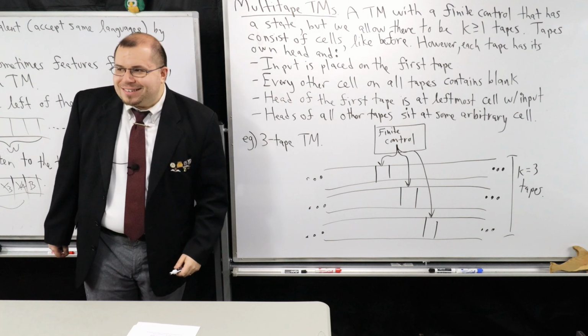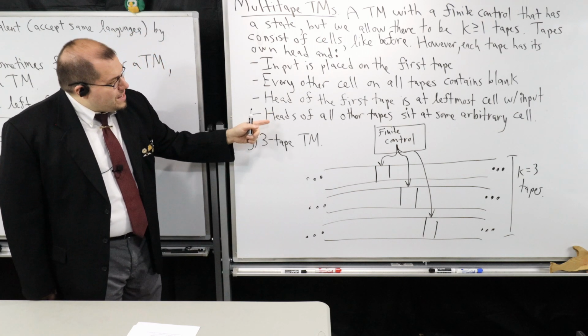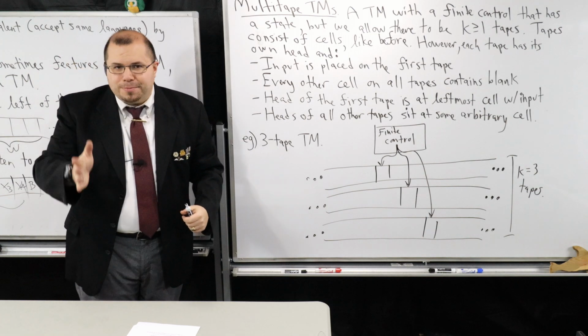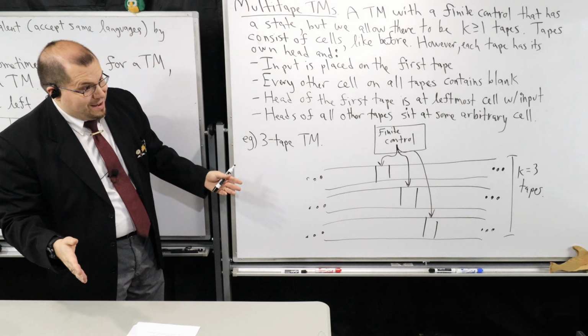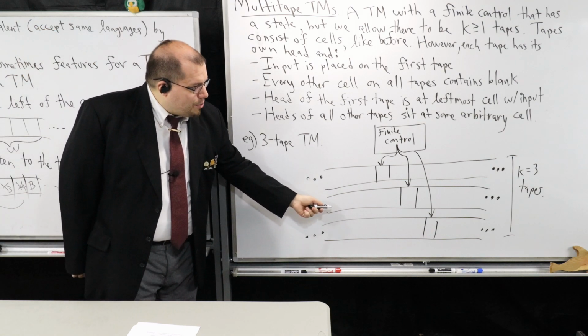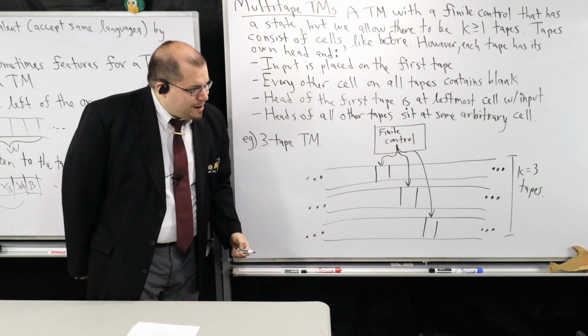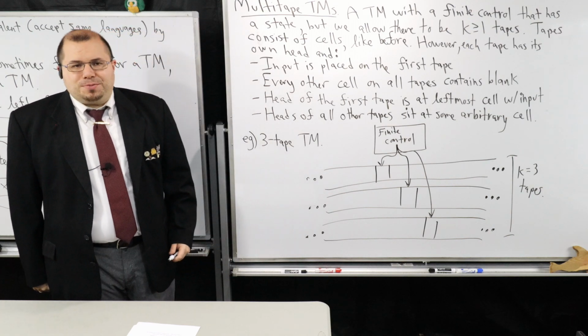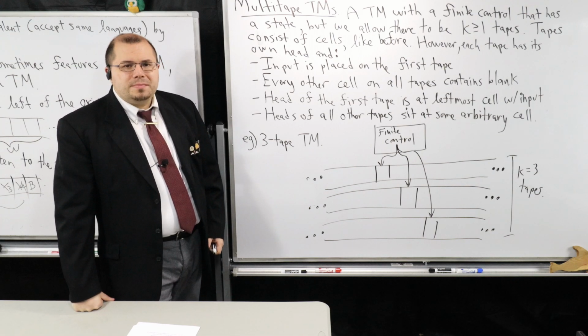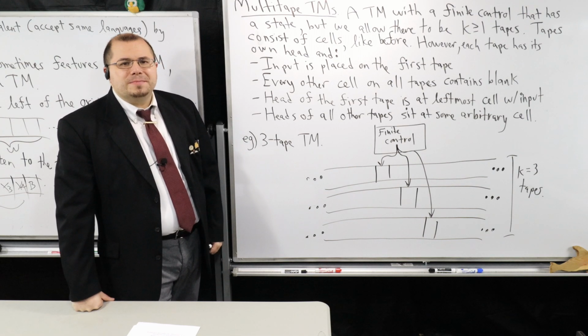Just keep that in mind. The heads could be somewhere else. They aren't all going to line up at the beginning, but it may as well be the case because of the following fact. Remember, these tapes go infinitely to the left and to the right. But what's on all the other tapes? Can somebody tell me what's on all of the other tapes? What's in every cell?